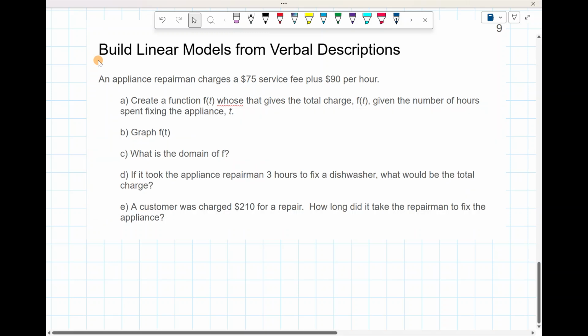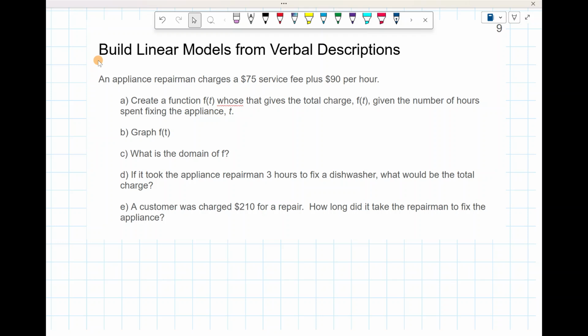In this video, we are going to talk about an application of linear functions and learn how to build linear models from verbal descriptions. Many real-life situations can be modeled using linear functions, and this is one example.